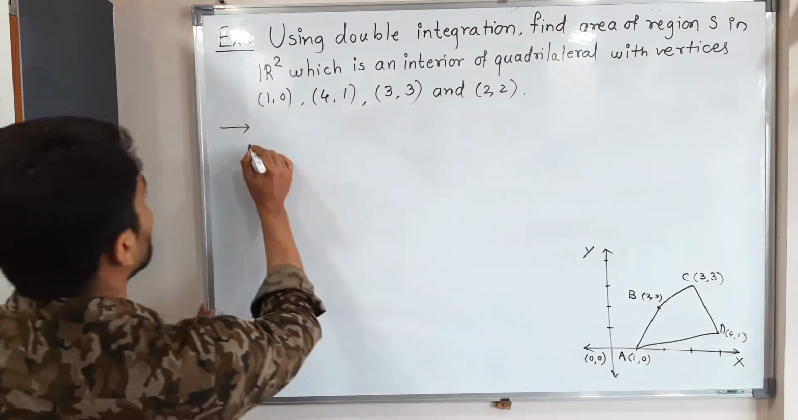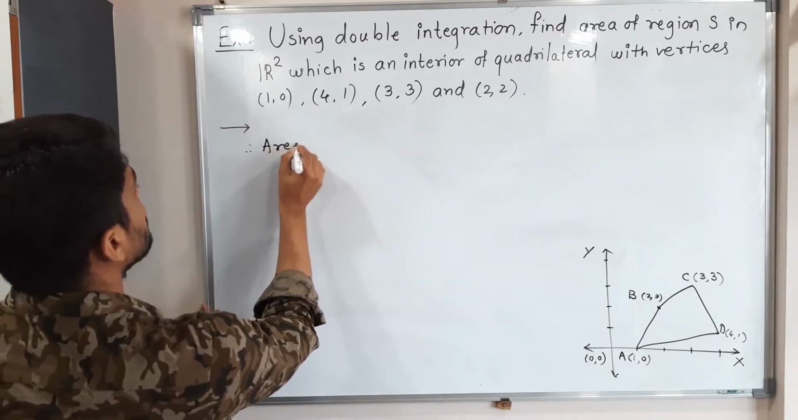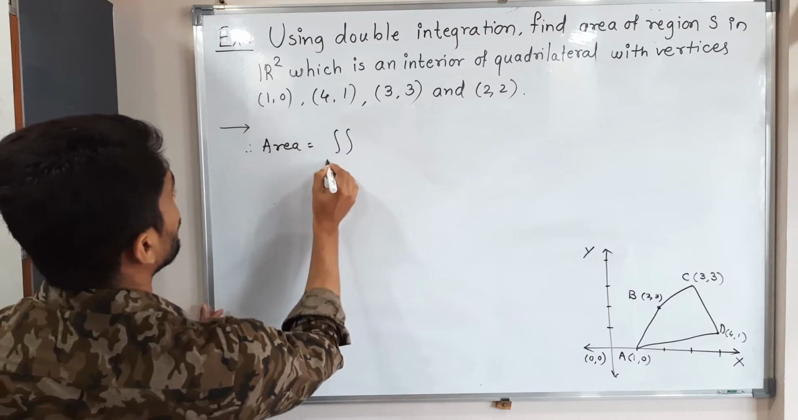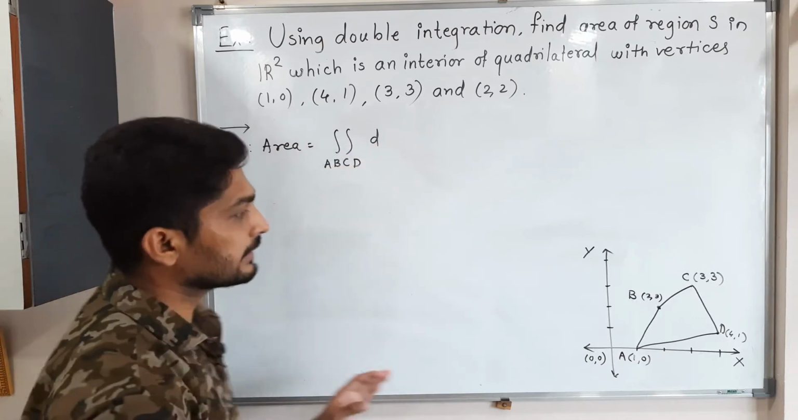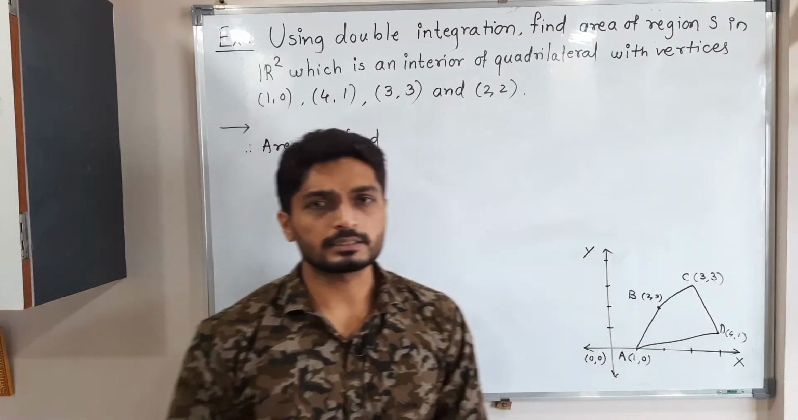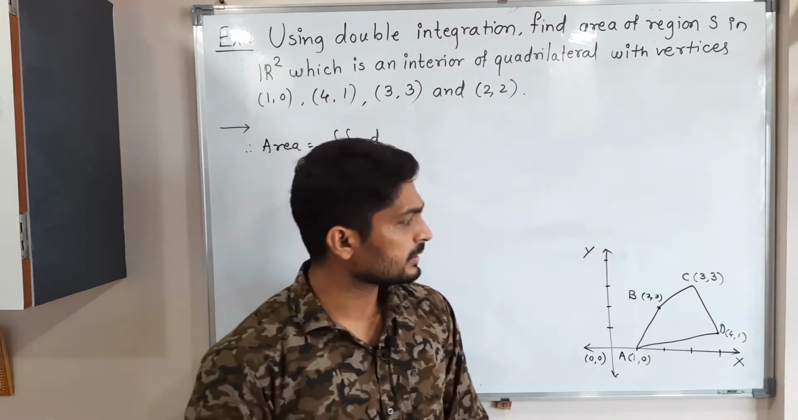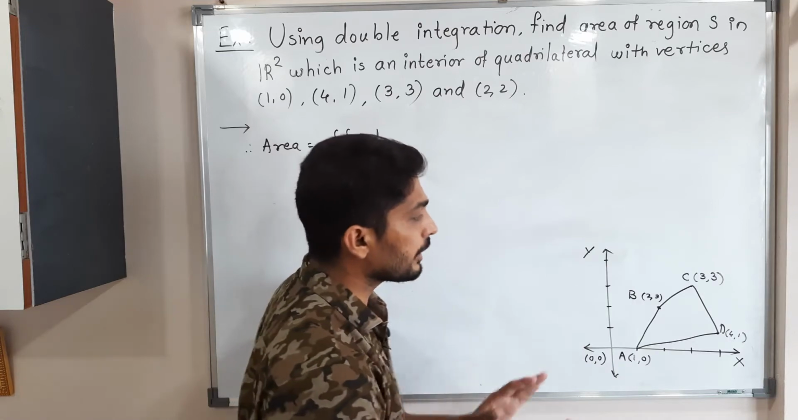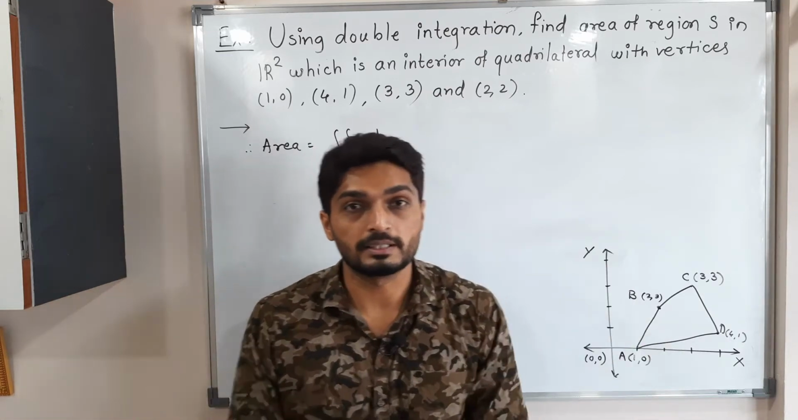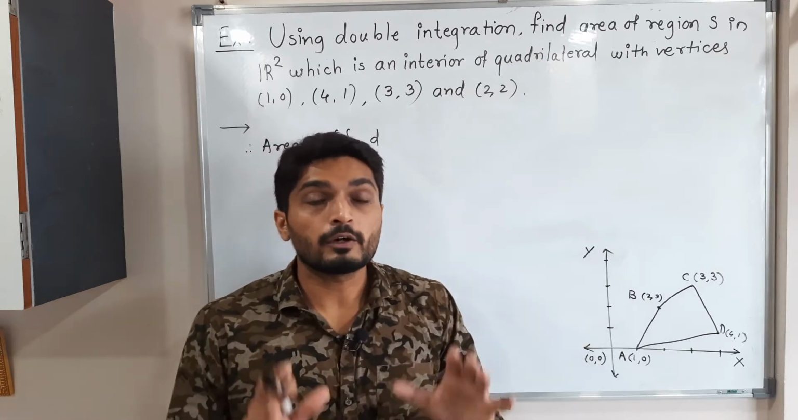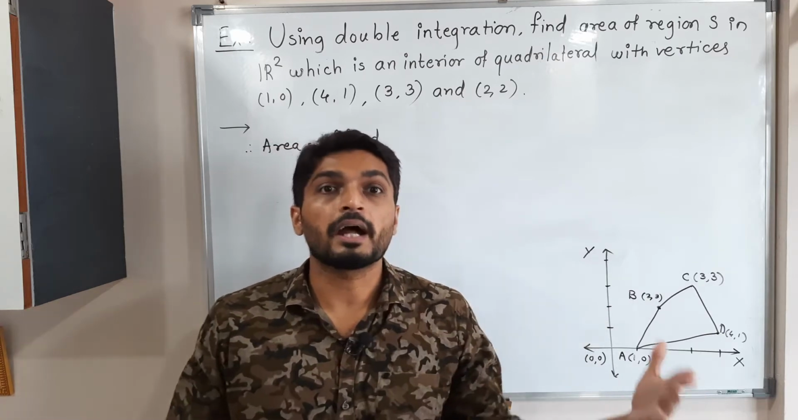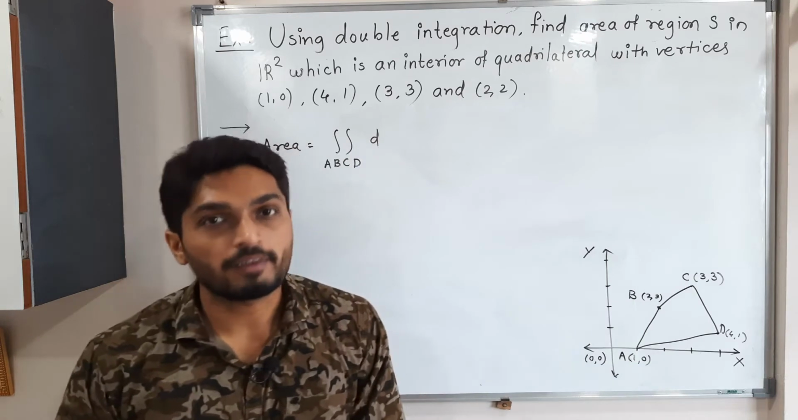Therefore, the area is equal to the double integration over ABCD. Either we can consider a strip parallel to the y-axis or the x-axis, it doesn't matter, but I think it is better to consider it parallel to the x-axis. We cannot consider the entire region simultaneously. We have to divide the region into parts, find their areas, and by adding those areas, we'll have the final answer.